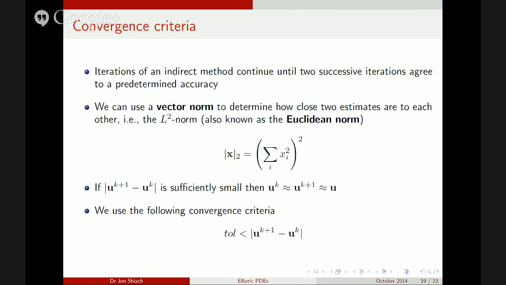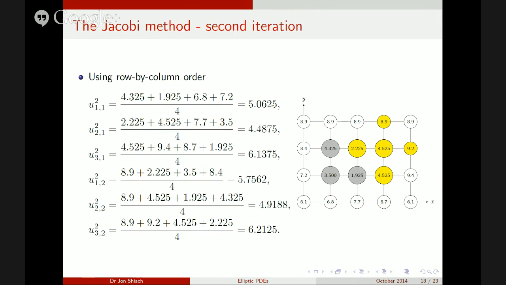In our case, we've got a matrix. If we go back a slide, that could be a 2 by 3 matrix. All we do is string it out as a vector. So just calculate the difference between each computational node and its previous estimate, square it, add them all together, square root it, and you've got the norm.